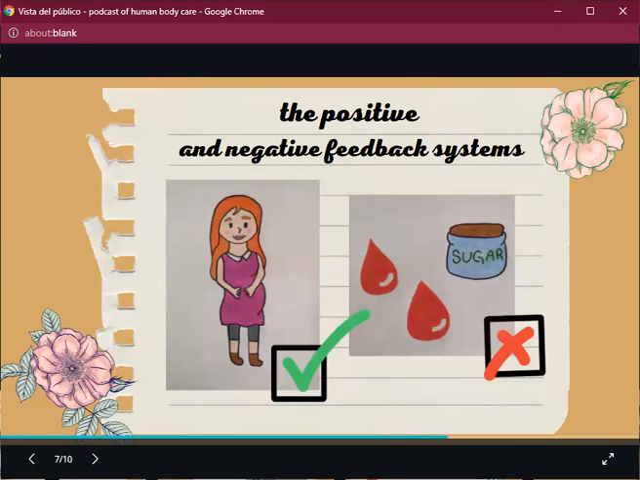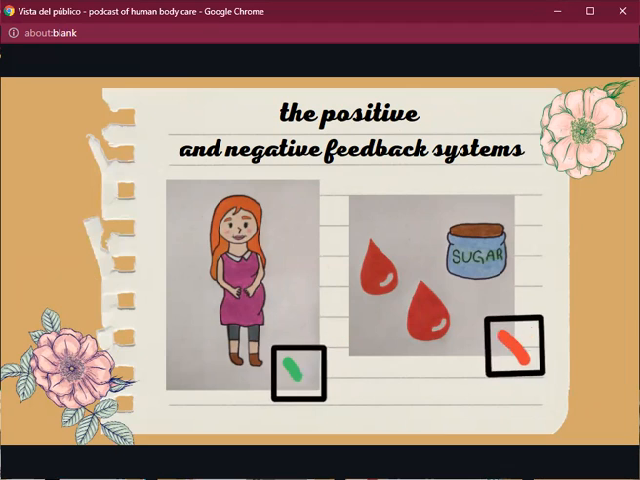Now the next topic is that I'm going to explain to you the positive and negative feedback system. First, the positive one, that is a loop system wherein the system responds to a perturbation. The response may be in the same direction, as in the positive feedback, or in the opposite direction, as in the negative feedback.